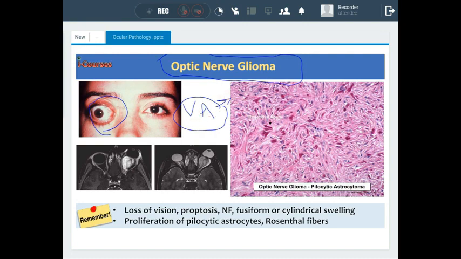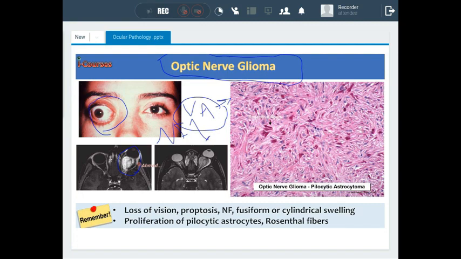When you are suspecting this tumor, you have to do two things. First, look for other features of NF1, and next, check the imaging. As you can find here in the T1 and T2 MRI, there is a fusiform swelling in the orbit. This fusiform swelling is consistent with optic nerve glioma.